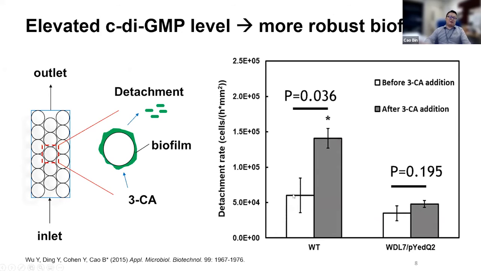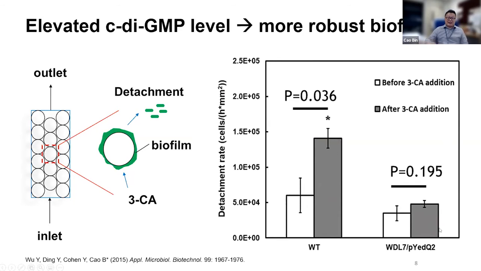And this is what we see. For the wild type, once you introduce 3CA, you see the detachment rate substantially increased. But for the transconjugant, so that's the one with a higher c-di-GMP level, you do not see much difference, even if you introduce 3CA to them. So that means if we increase the c-di-GMP level, we are able to keep the biofilm stay longer.